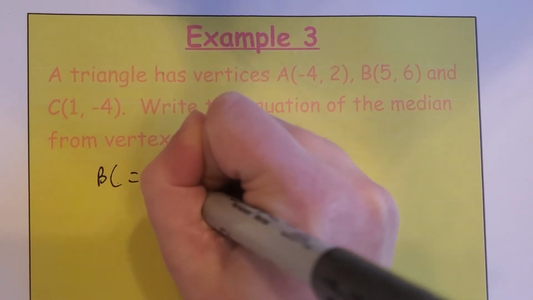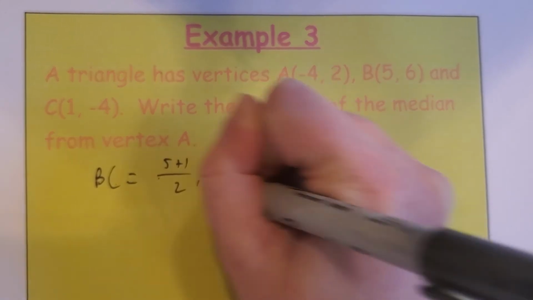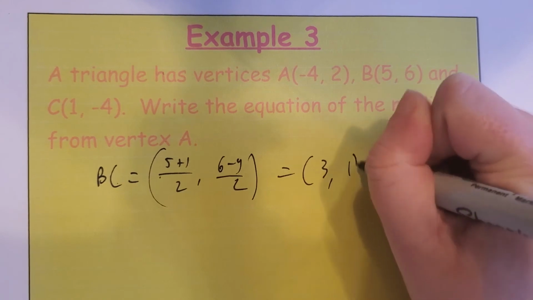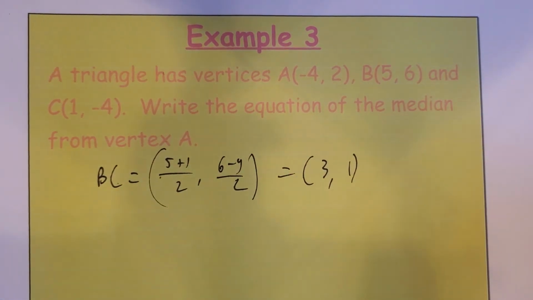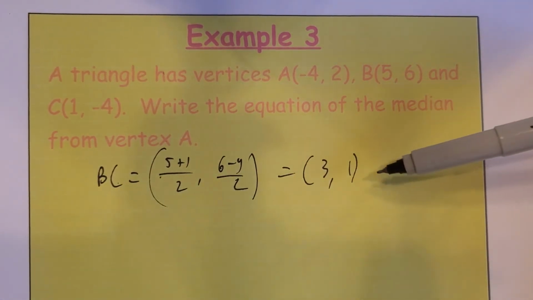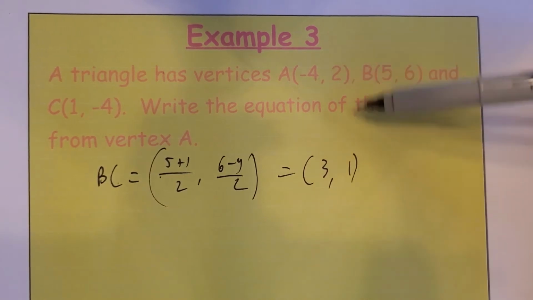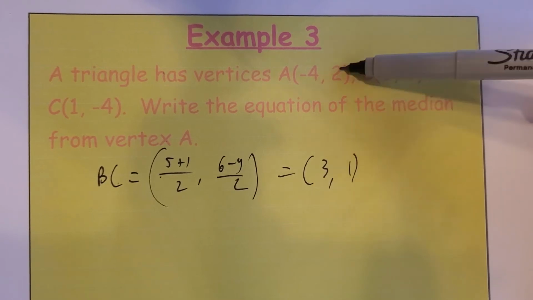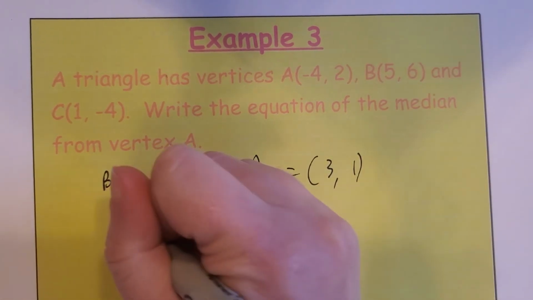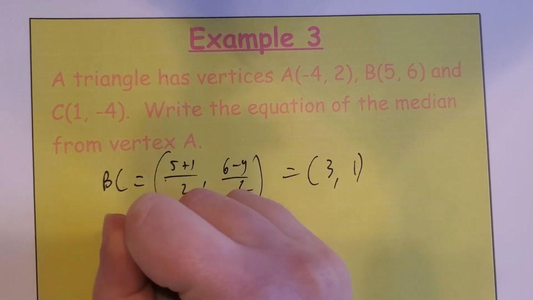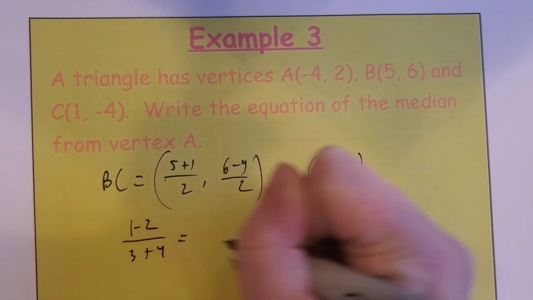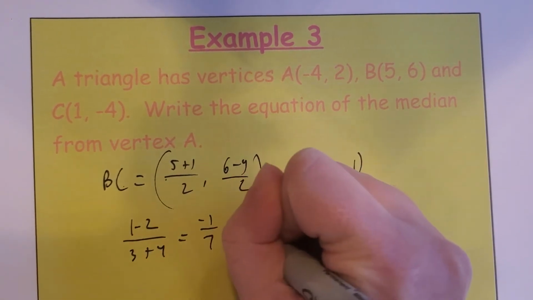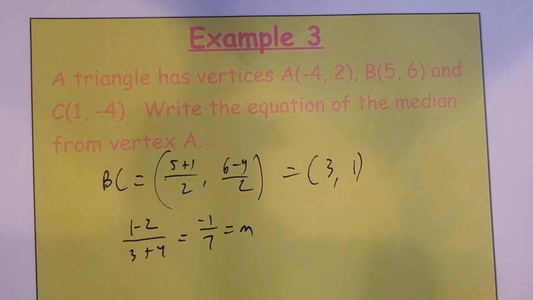I think we all hopefully know the midpoint formula by now. So this is 6/2, which is 3, and 2/2, which is 1. The line has to pass through these two points, point A and this midpoint of BC. So it's these two points that we're going to take the slope of. 1 minus 2 over 3 plus 4, and that's -1/7. That's our slope.